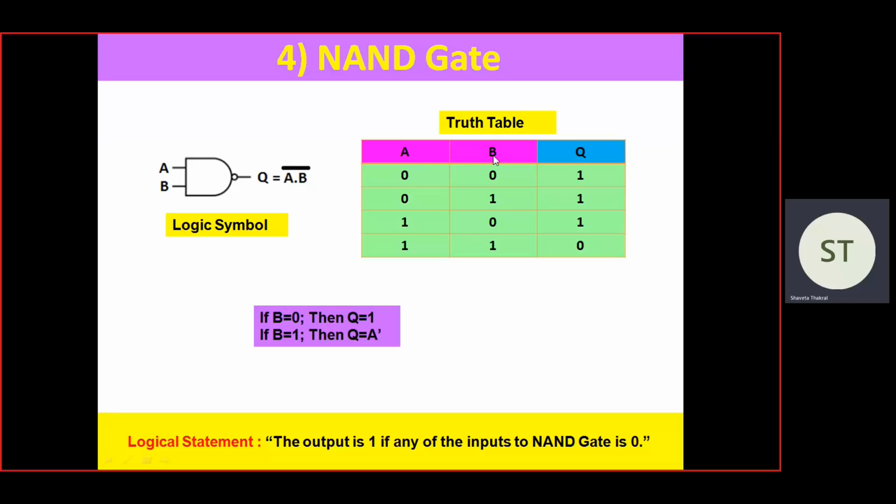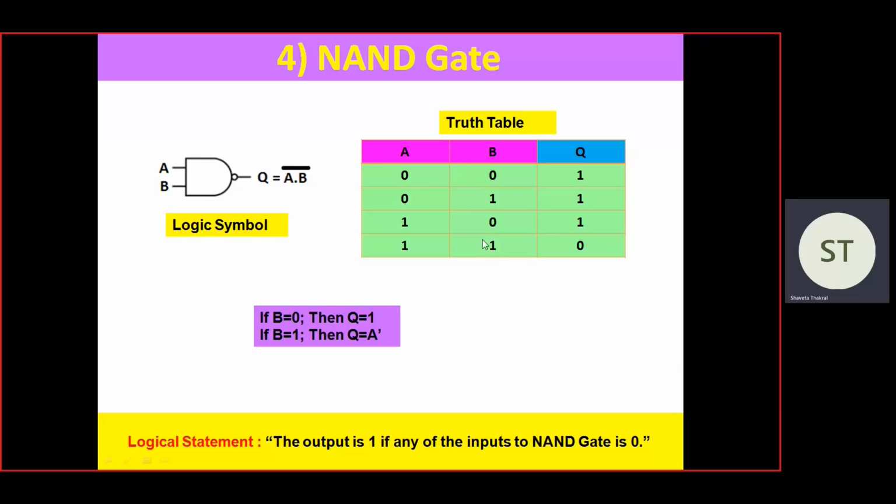We can see A and B are two inputs with the four combinations again, and Q is the output here. In the AND gate we have seen the output as 0, 0, 0, 1, and the NAND gate is the complement of the AND gate. So here we get the output as 1, 1, 1 and 0. If we put B as 0, irrespective of the A value, whether it is 0 or 1, the Q we get is 1.